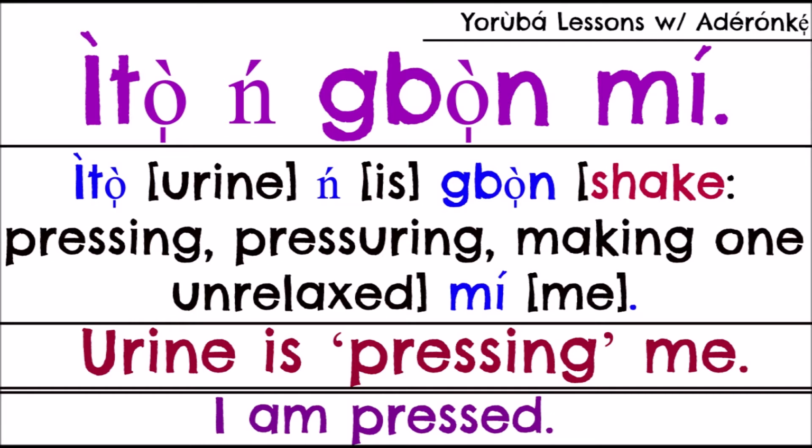Bon in and of itself is shake. If you were to include it in the rest of the sentence, it would be something like urine is shaking me. But shake, that is bon in and of itself, or shaking, if you're going to look at it as a part of this example sentence, connotes pressing, pressuring, making one unrelaxed. Me is me. So the transliteration is urine is pressing me.